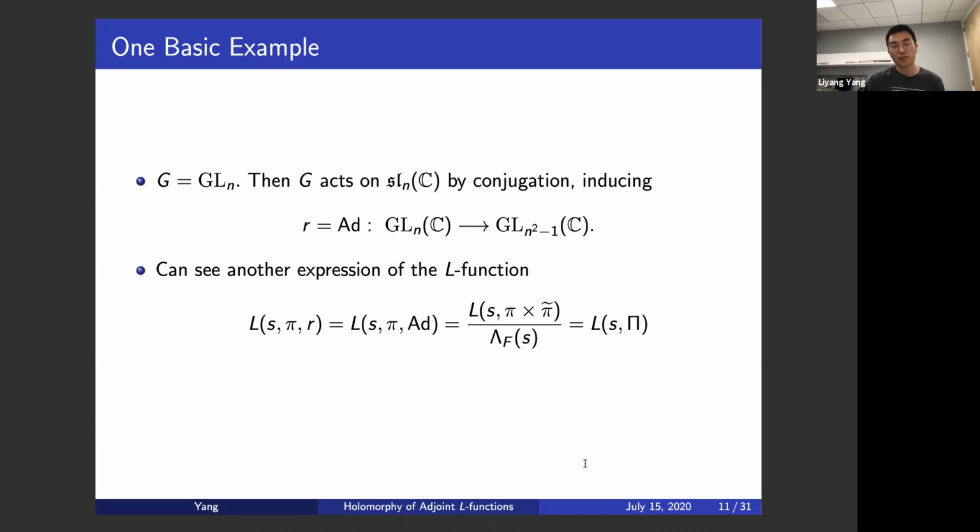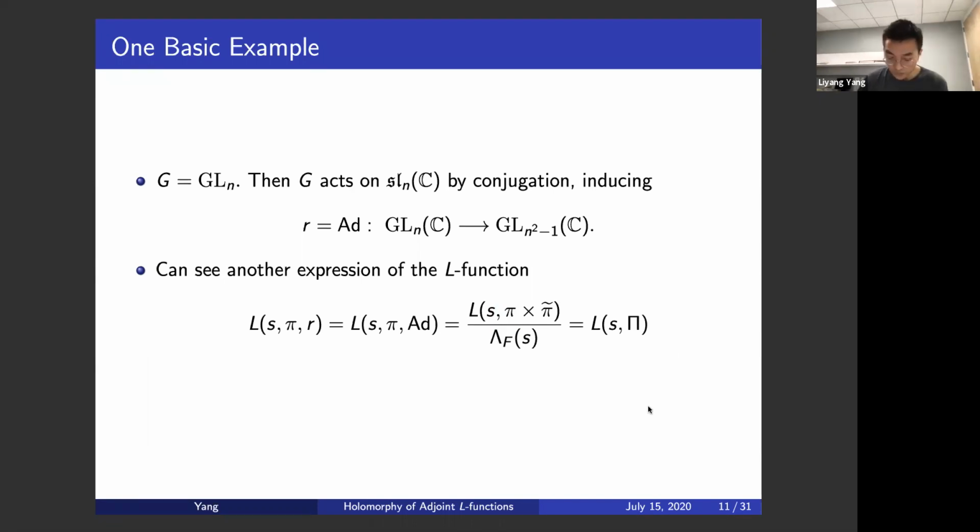And you can view this representation as an L-homomorphism between the L-groups. So you can look at the Langlands L-function attached to this representation. And precisely this L-function would become the ratio of this Rankin-Selberg L-function and the Dedekind zeta function. Here, lambda means the complete Dedekind zeta function. And by Langlands correspondence, it should eventually be equal to some automorphic L-function.